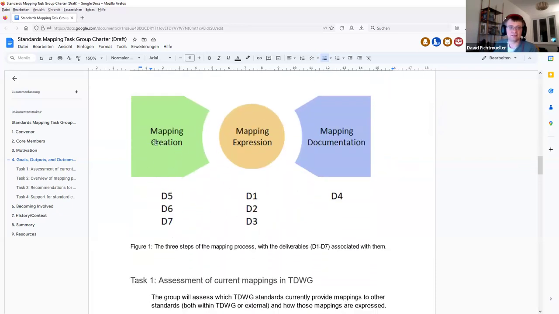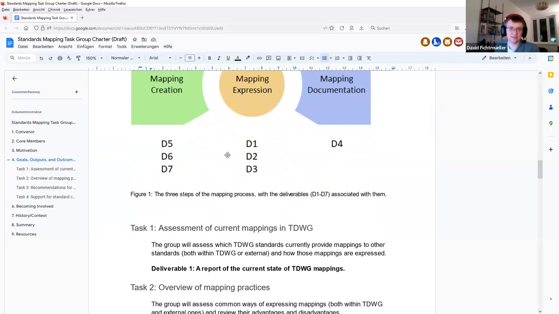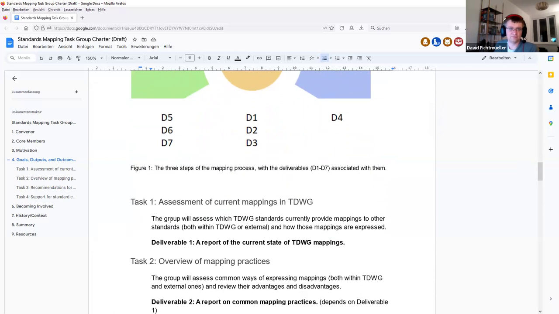And I made a little graphic of those three parts. So we have the mapping creation part, the mapping expression, and then mapping documentation. Corresponding to each of those are the deliverables that are then mapped to the different tasks.